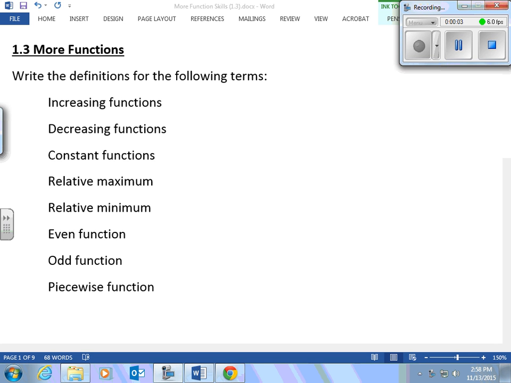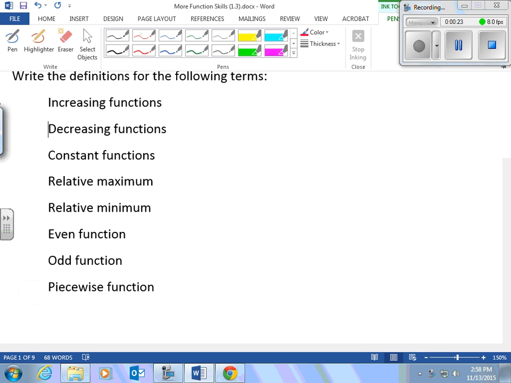In this lesson, we're going to look at more of the characteristics of functions and more of the ways that we can describe functions. And the first thing I want you to do is either use your textbook or a mathematics dictionary and make sure that you understand the definitions to these terms that are on the screen.